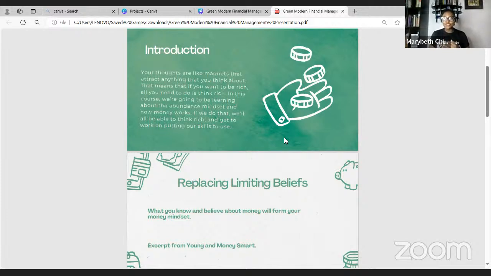Okay, so we said you should be able to think rich, but how would you think rich if you don't even know what being rich is like? You don't even know what rich people are like. Who is rich? What is rich? You're not able to create a picture if you don't know. So that's what we're going to be doing in this course. We want to give you a picture of that so that you can think that way.